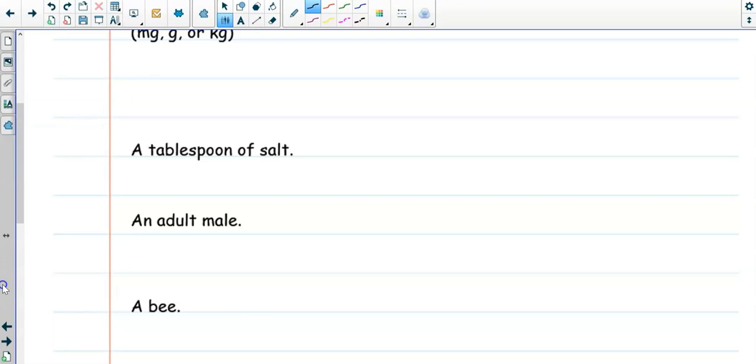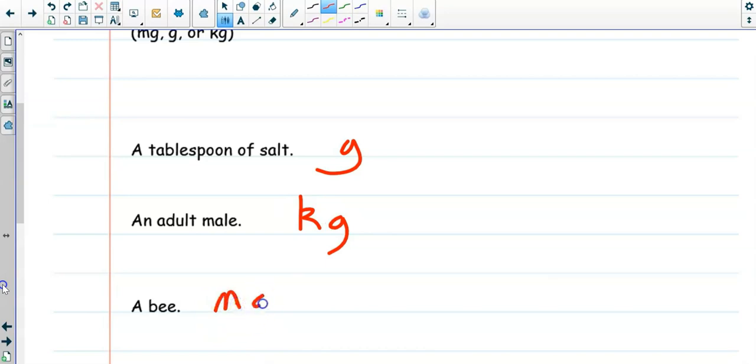Okay, here are the answers. A tablespoon of salt, use grams. I know it's really light, okay, but a tablespoon, there's more substance to it than what a feather would weigh, okay? So think of a tablespoon of salt in grams. Adult male, obviously that should be all about like poundage, which is a kilogram. A bee, this is the one that's the milligram.